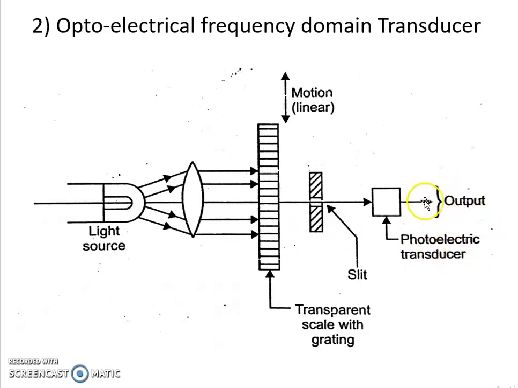Now the frequency of the pulses produced by the photoelectric transducer will give the value of the speed or linear displacement of this transparent scale. In this way, the linear speed or linear displacement can be measured in terms of the frequency of the output pulse.